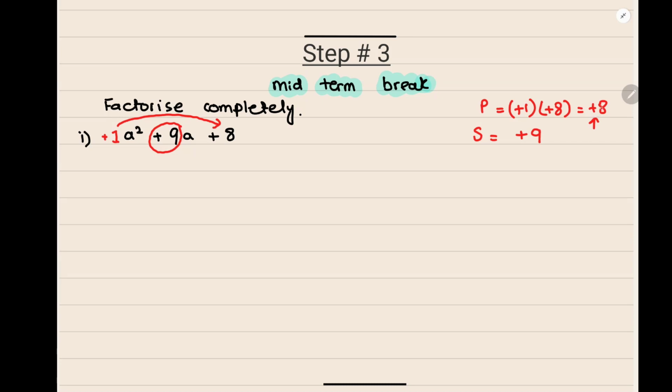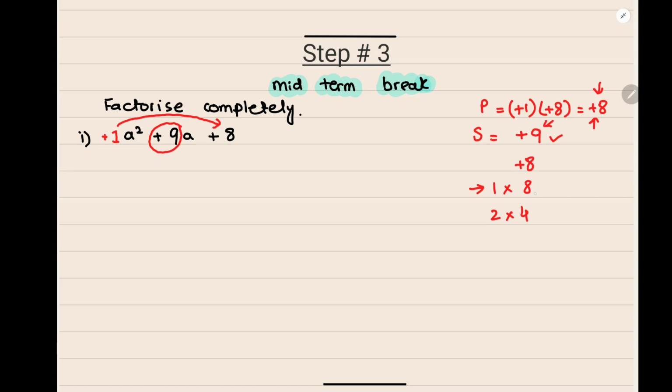I need to make the pair of factors of this product target number, which is +8. The pair of factors should be in such a way that if I add or subtract them, I should get a +9. So I'm making the factors starting from 1: 1 times 8, 2 times 4, and that's it. We're having only 2 pairs of factors for 8. Now, I need to check which pair I should pick so that I can get a +9.